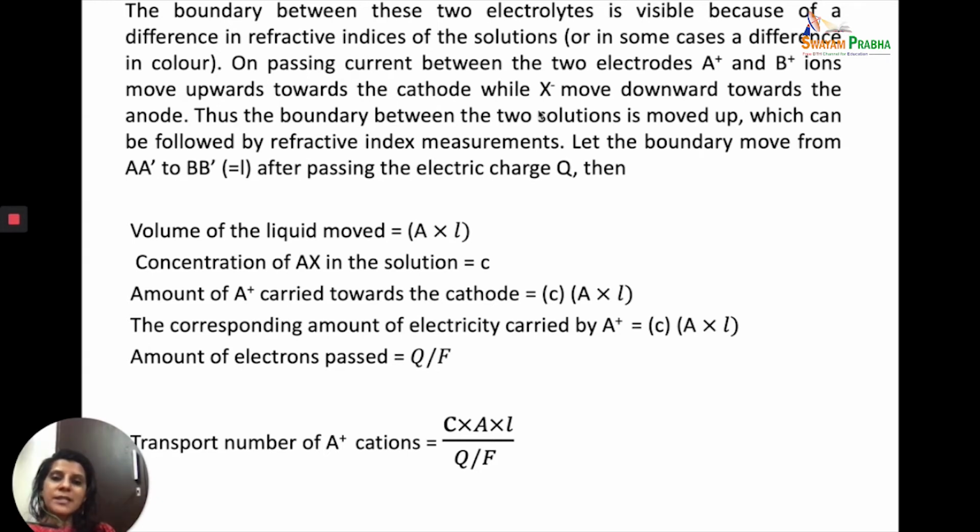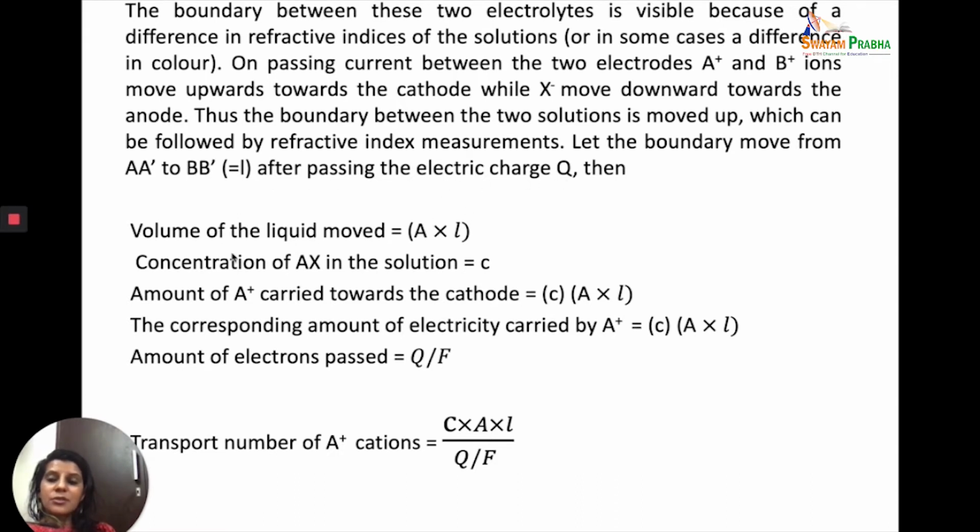Now, on passing current between the two electrodes, A plus and B plus ions will move upwards towards the cathode, while the X minus anion will move downwards towards the anode. That way the boundary between the two solutions is moved up, which can be followed by refractive index measurements. Let us say that the boundary moves from AA dash to BB dash, that is length L, after passing the electric charge Q.